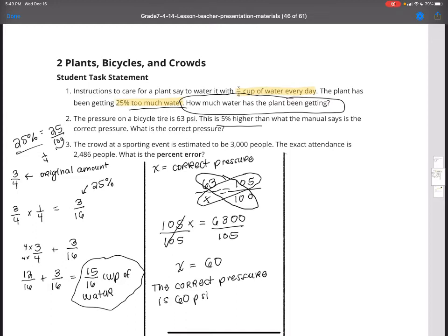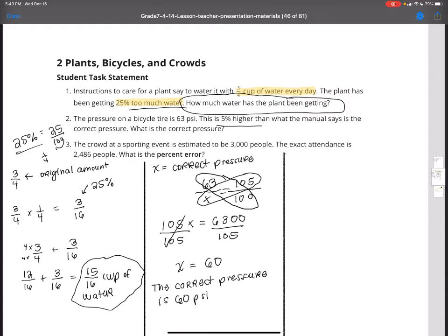It says the crowd at a sporting event is estimated to be 3,000 people. The exact attendance is 2,486 people. What is the percent error? Now, we see this new vocabulary term, percent error. And basically, an error is something that's wrong. And percent is trying to figure out, well, what's the percentage you got wrong, okay?